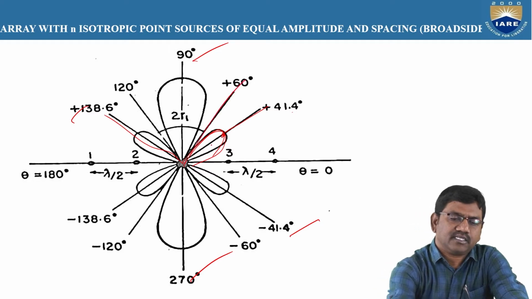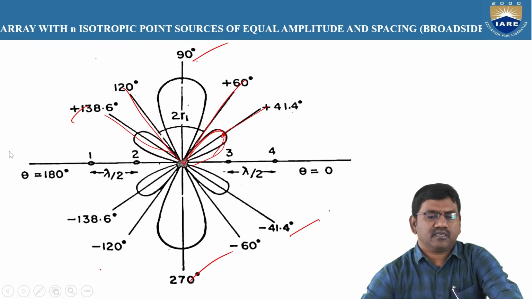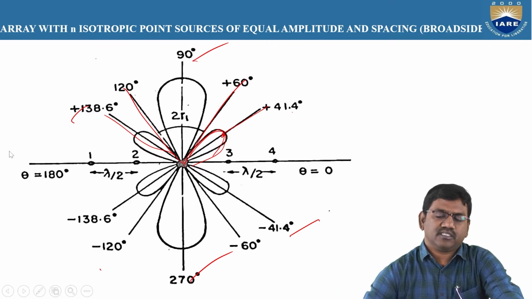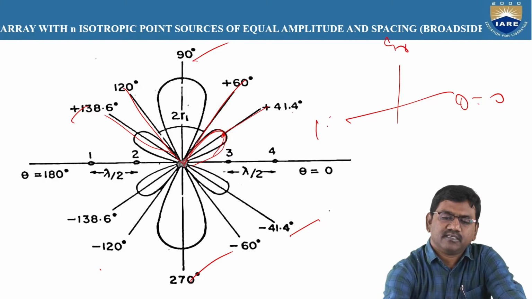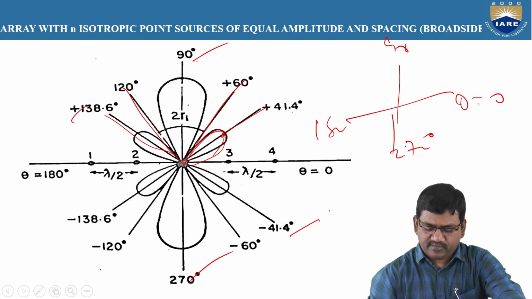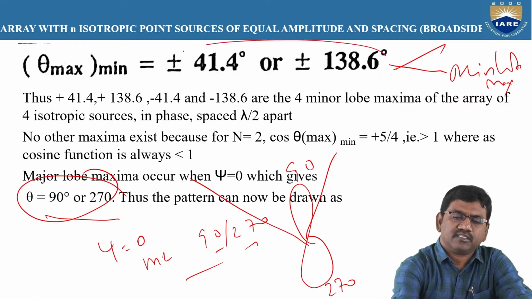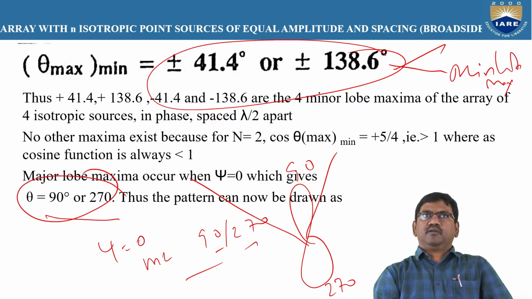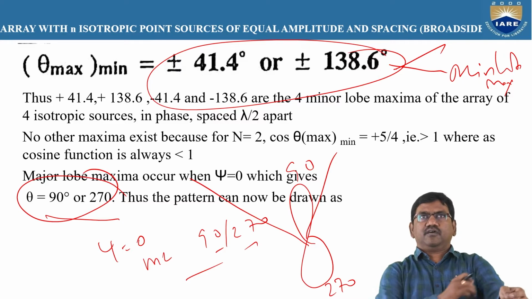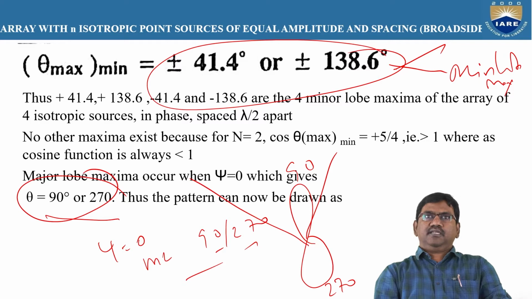And the other things are nulls: 60, 120, and minus 60 and minus 120 are nulls. So we can draw the radiation pattern just by assuming theta is equal to 0 here. This is 90, this is 180, and this is 270 degrees. So from the data we got, 90 or 270 and these two are minor lobe maxima. So we are going to draw the radiation pattern for a broadside array, which is the case with n isotropic point sources of equal amplitude and spacing.